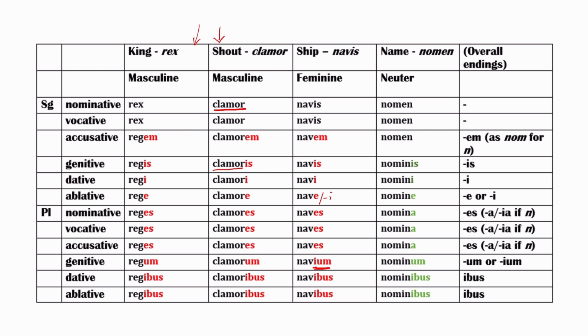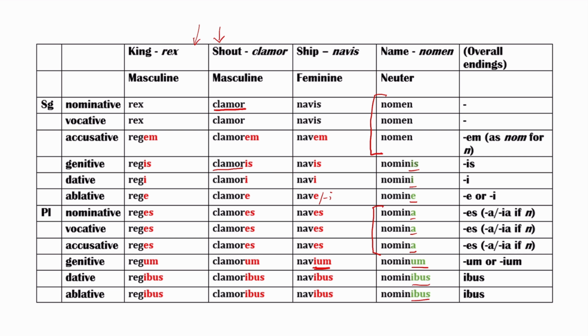And then the neuter table, you can see, as we've established before, if you need a reminder, click on the video now for your second declension nouns. In neuter nouns, your nominative, vocative, and accusative is always identical. So that's the same in the singular and the plural. So nomen, nomen, nomen, and then we come in with our normal endings. Nominis, nomini, nomine, nomina, nomina, nomina, nominum, nominibus, nominibus.